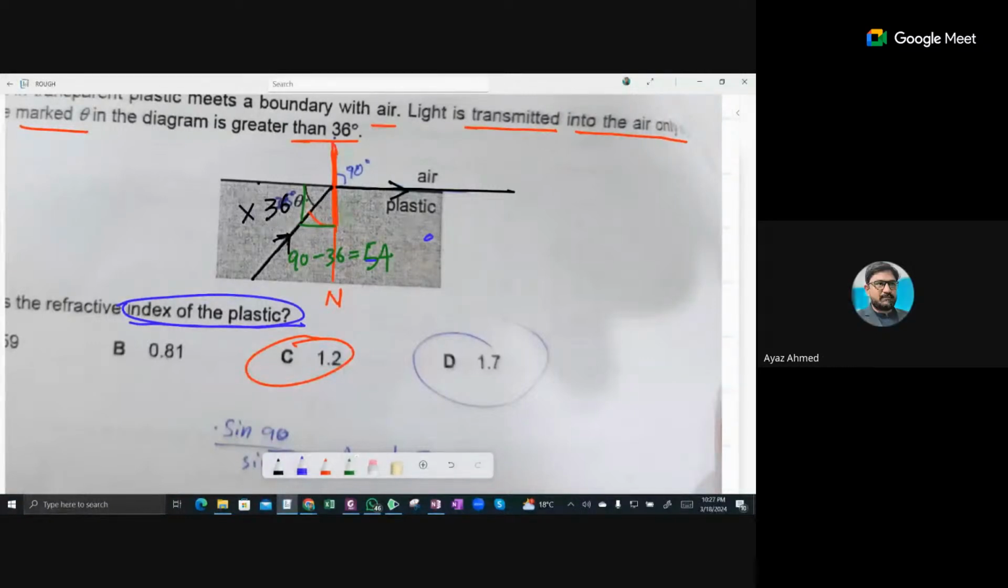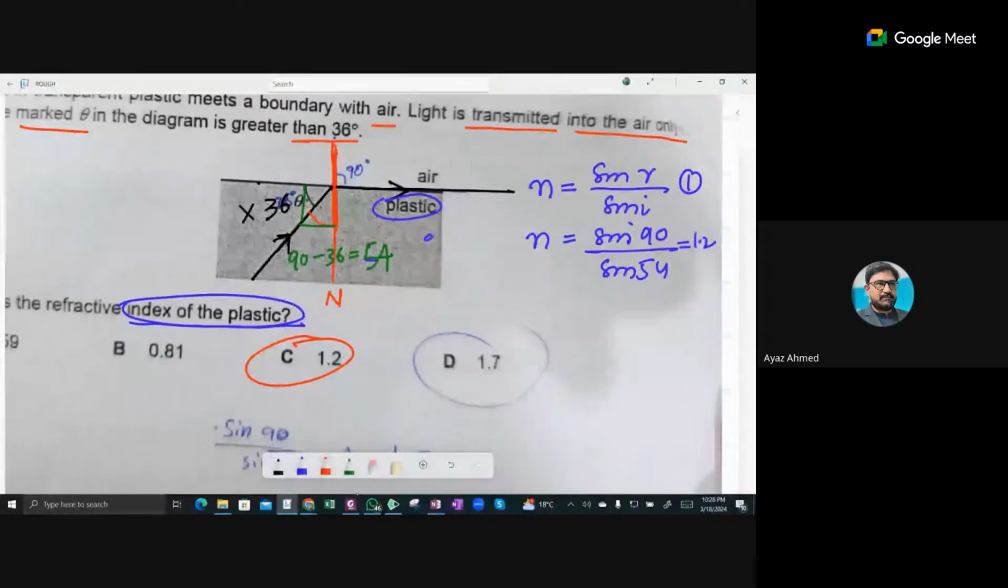Then for refractive index, we have two equations, sine i by sine r. It is used when light enters from air to glass, but it is entering from plastic to air, more denser to less denser. So we will use sine r divided by sine i. So this is one way to calculate. Another way, for total internal reflection, I can tell you one more formula: that n is sine of 90 divided by sine of 54, and you got 1.2.